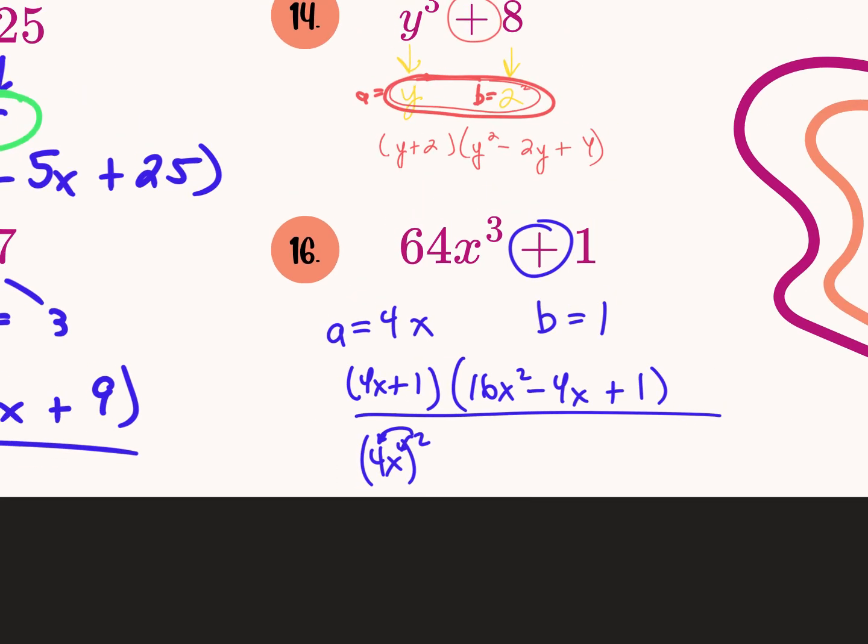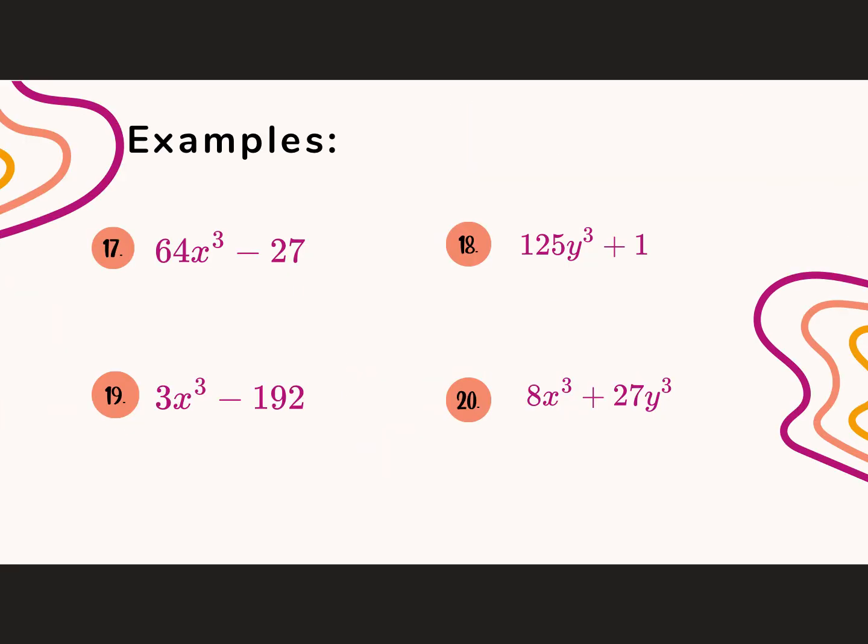Good job. If it's cubed, wouldn't it be 4 times 4 times 4, not 16? Well, we got our 4 here, right? And then we have to square in the pattern, you have to square the first term. No, you're fine. Good question.